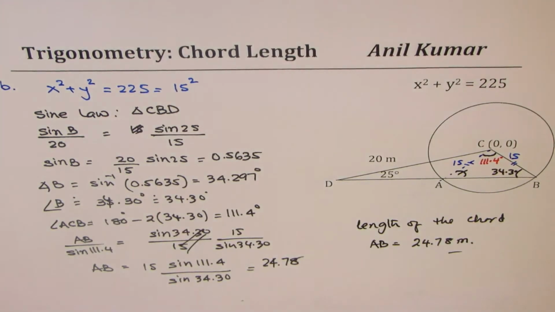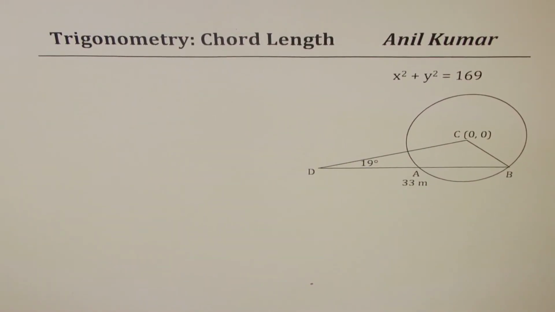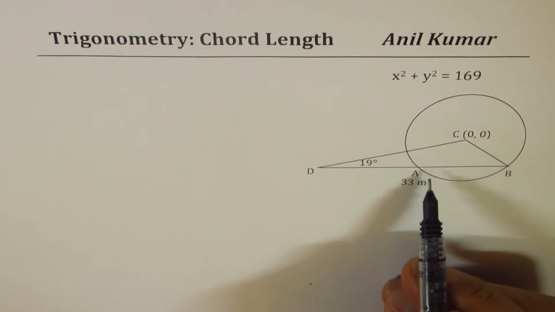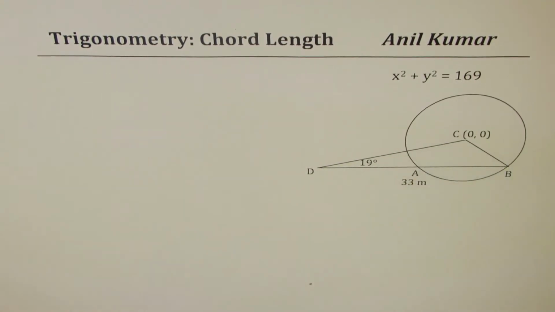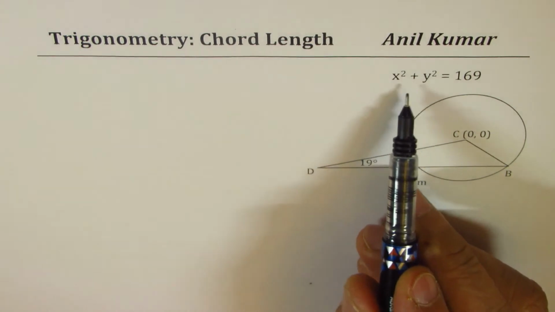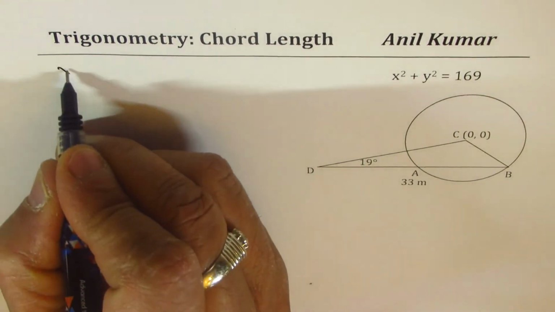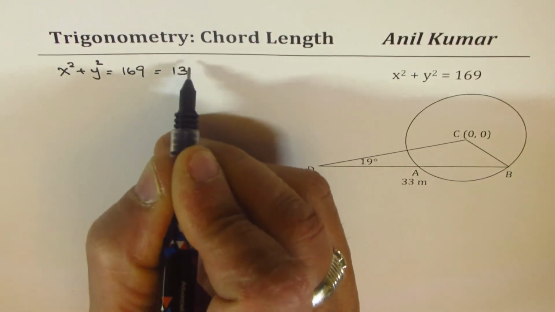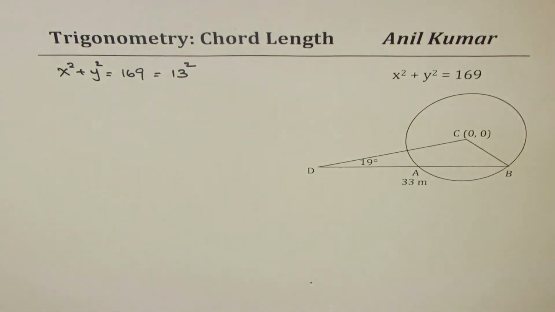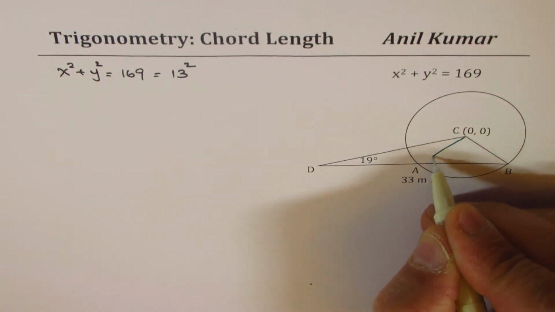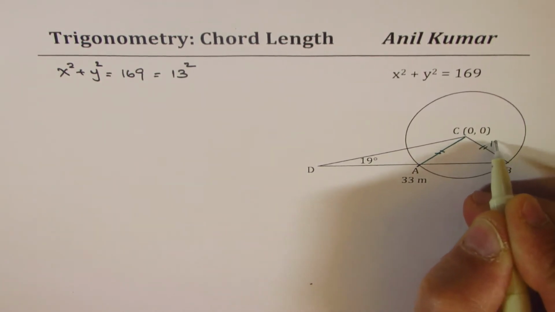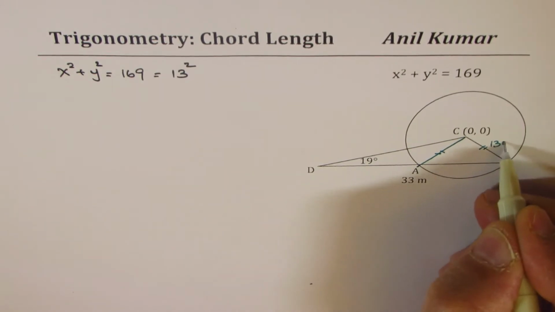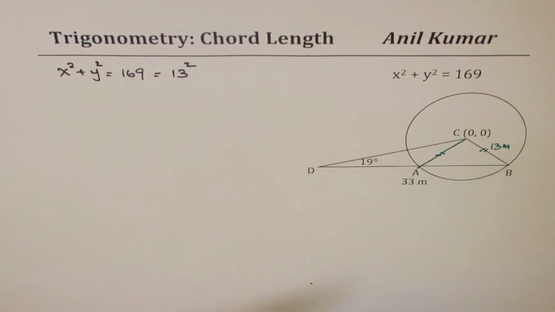Now let's go to part C. We are almost at the end. We'll need to find the chord length AB in the given situation. The circle is given with the equation x square plus y square equals 169. So let me rewrite. X square plus y square equals 169, which is 13 square, right? So that simply means that the radius given to us is 13. If I connect C with A, these are the two radii and the lengths are 13, units will be meters.